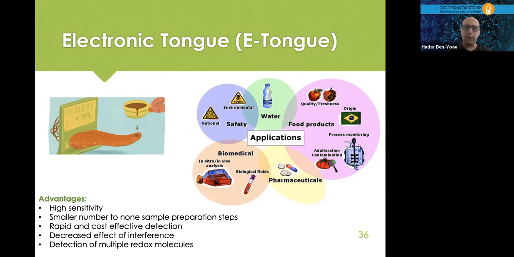Because we build on the variability between the sensors based on the sample that we have, we decrease dramatically the effect of interferences. Because if we have the same interference on each one of the sensors, it won't contribute to the variability. So eventually, when we do an analysis, the model will be mostly about the actual chemicals or analytes we have in the sample and not the interferences.